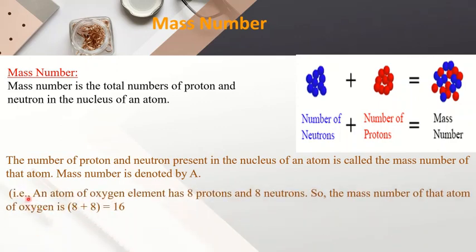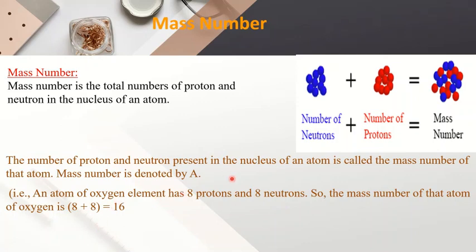Here, an atom of oxygen element has 8 protons and 8 neutrons. So, the mass number of that atom of oxygen will be 8 plus 8, 16. It has 8 protons and 8 neutrons, and mass number is the summation of protons and neutrons. So, mass number will be 8 plus 8, 16.